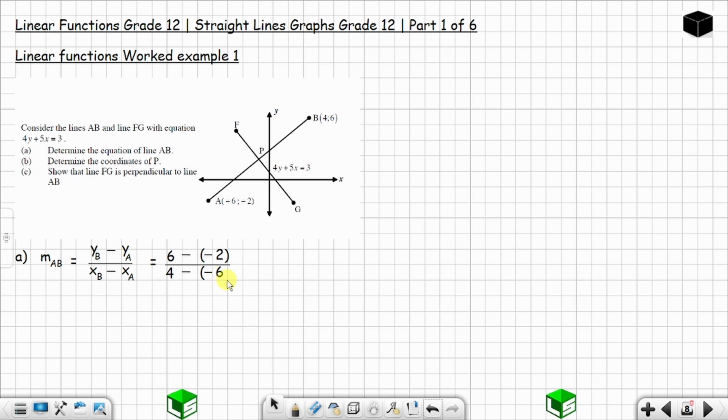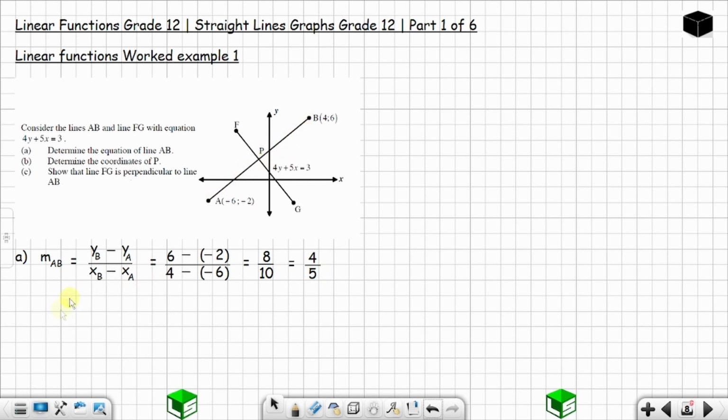You can see that. This is equal to 6 plus 2, which is 8, over 4 plus 6. This is plus, right? 4 plus 6, which is 10. And this is equal to 4 over 5 when you simplify. You can see this is a positive value, a value which is greater than 0. So it makes sense because the line is increasing, or the line is rising.